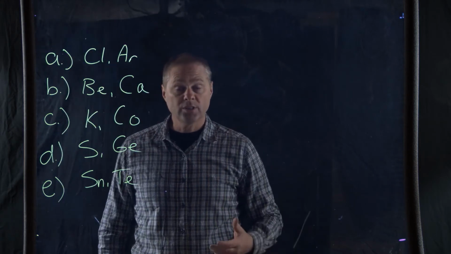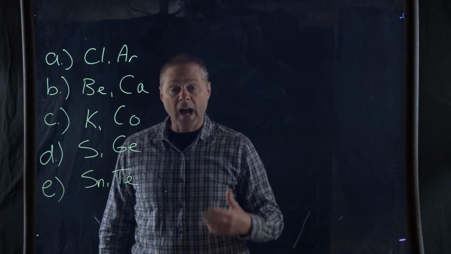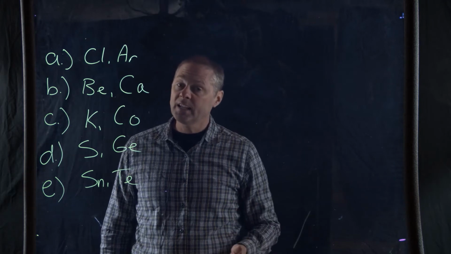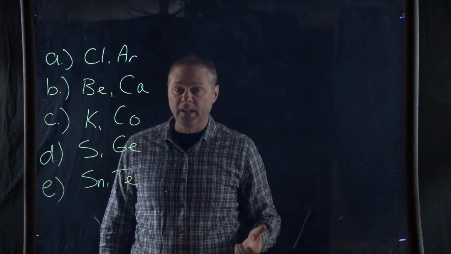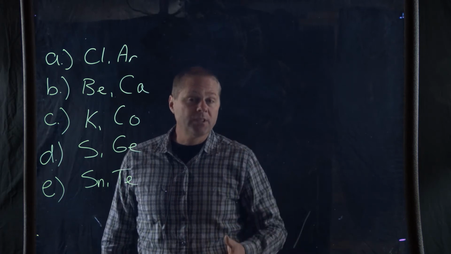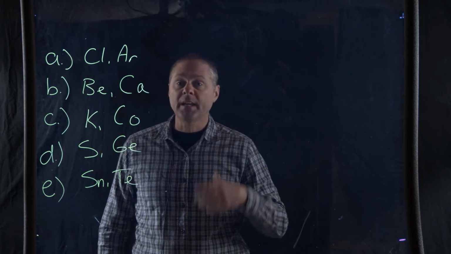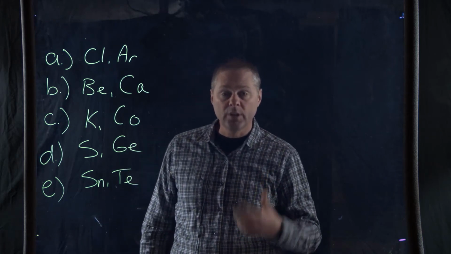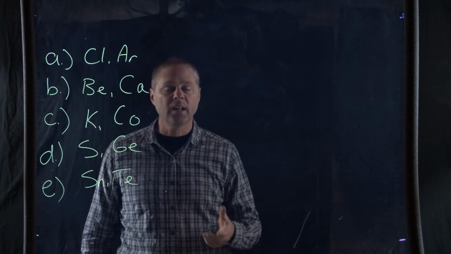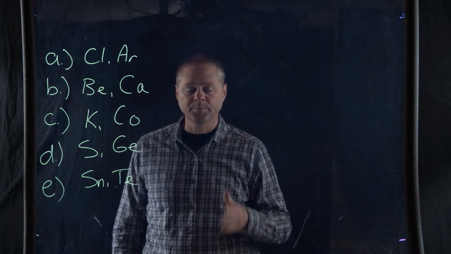In this question, it's going to be referring to ionization energy. What ionization energy is, it's the ability of an atom to give up an electron. And if it's going to give up an electron, it's going to become a cation. So this is the ability of an atom to give up an electron to produce a cation.